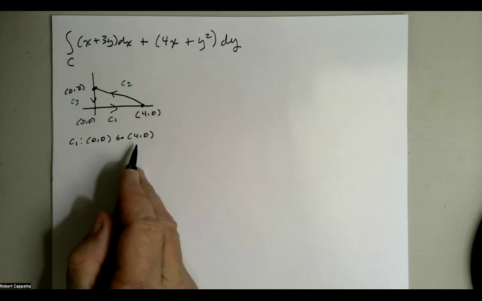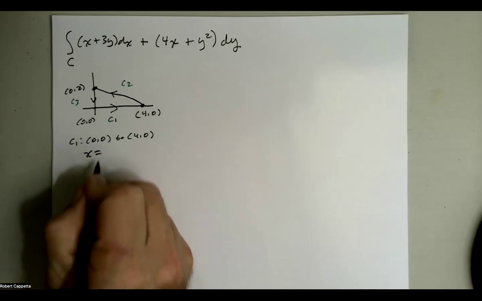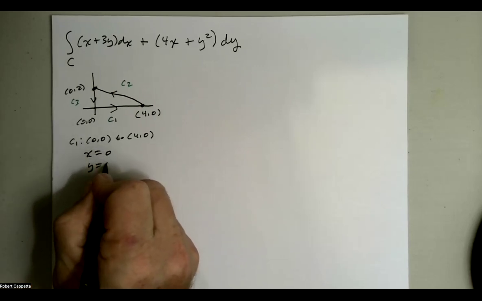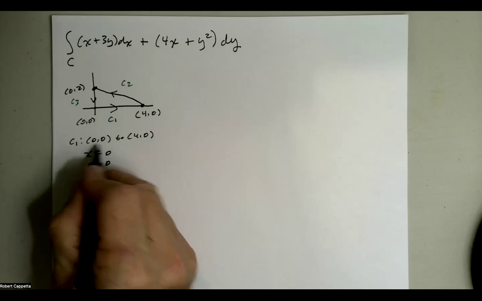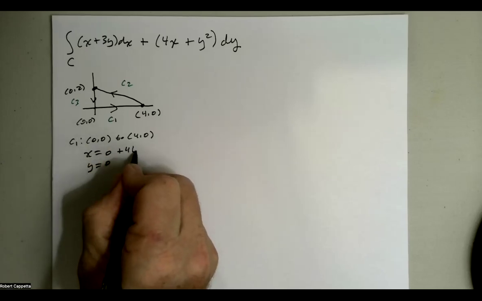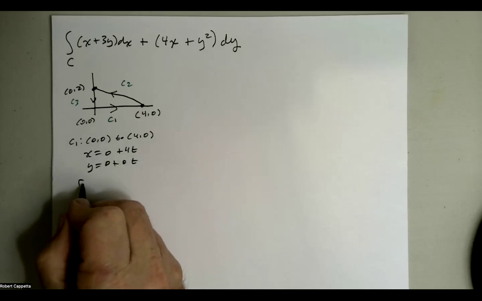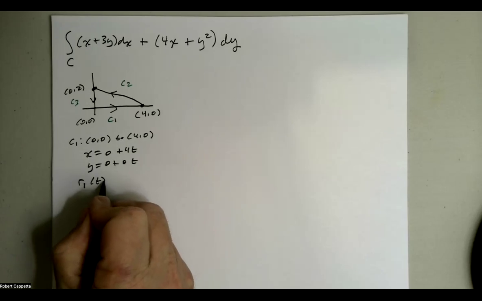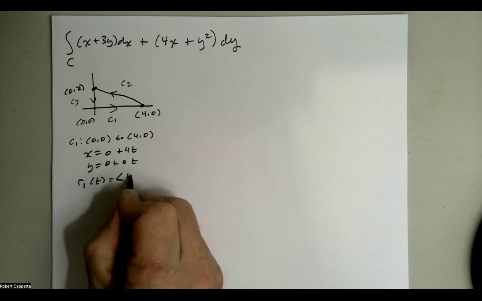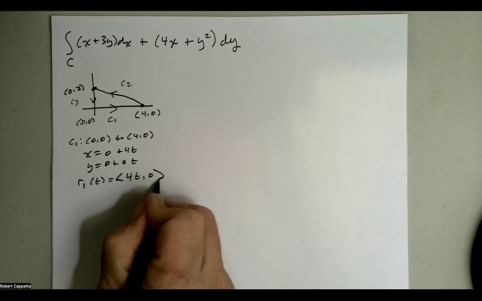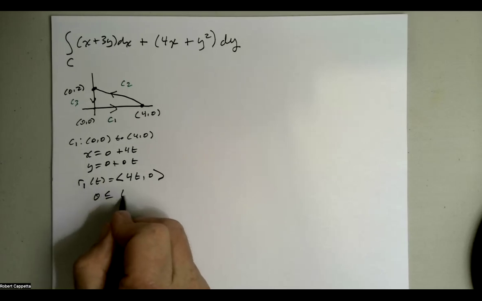So for C1, (0, 0) to (4, 0), the way you want to do this is you go with your starting point, (0, 0), then your direction vector. From 0 to 4 is up 4. From 0 to 0 is 0. So what I get here is my R1 of t is (4t, 0). And that, of course, ranges as t goes from 0 to 1.